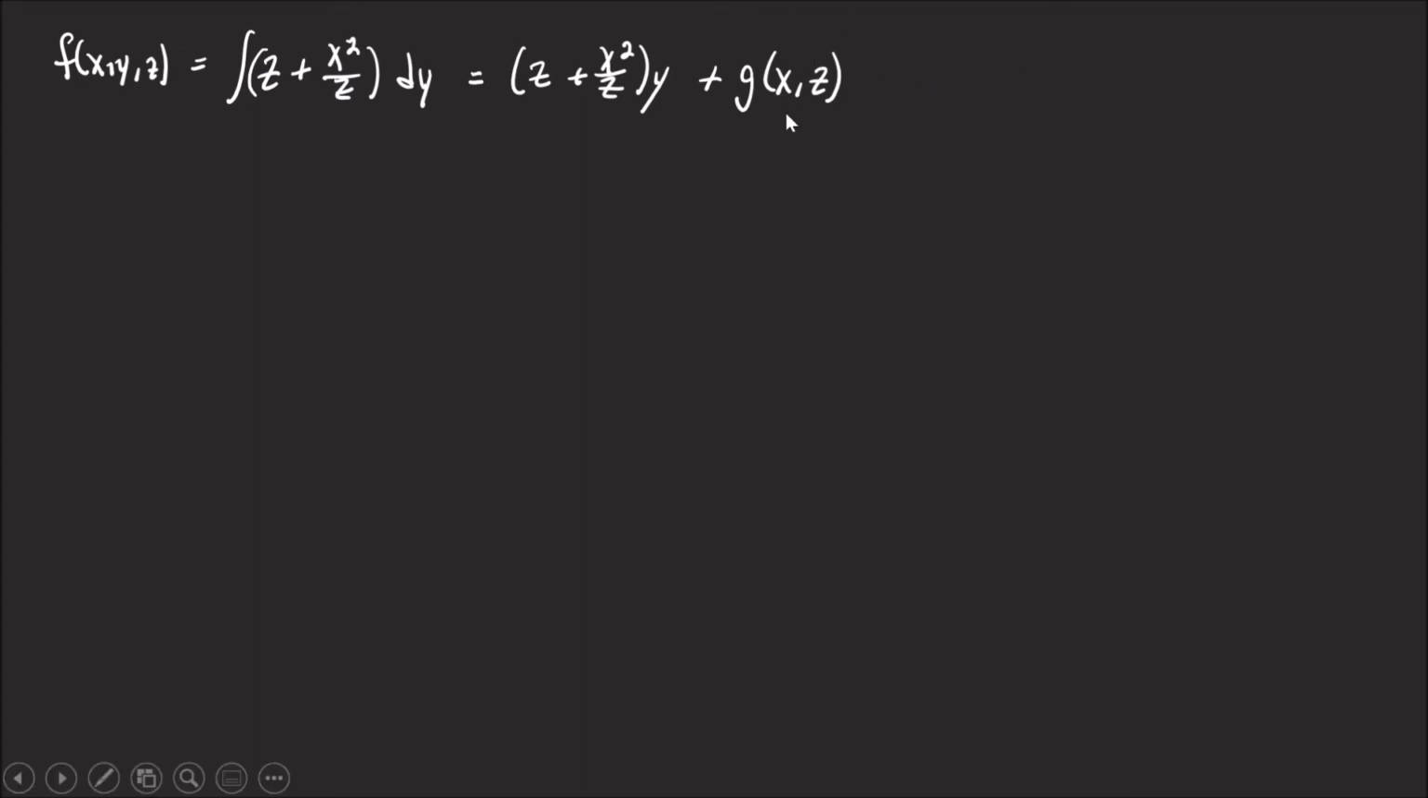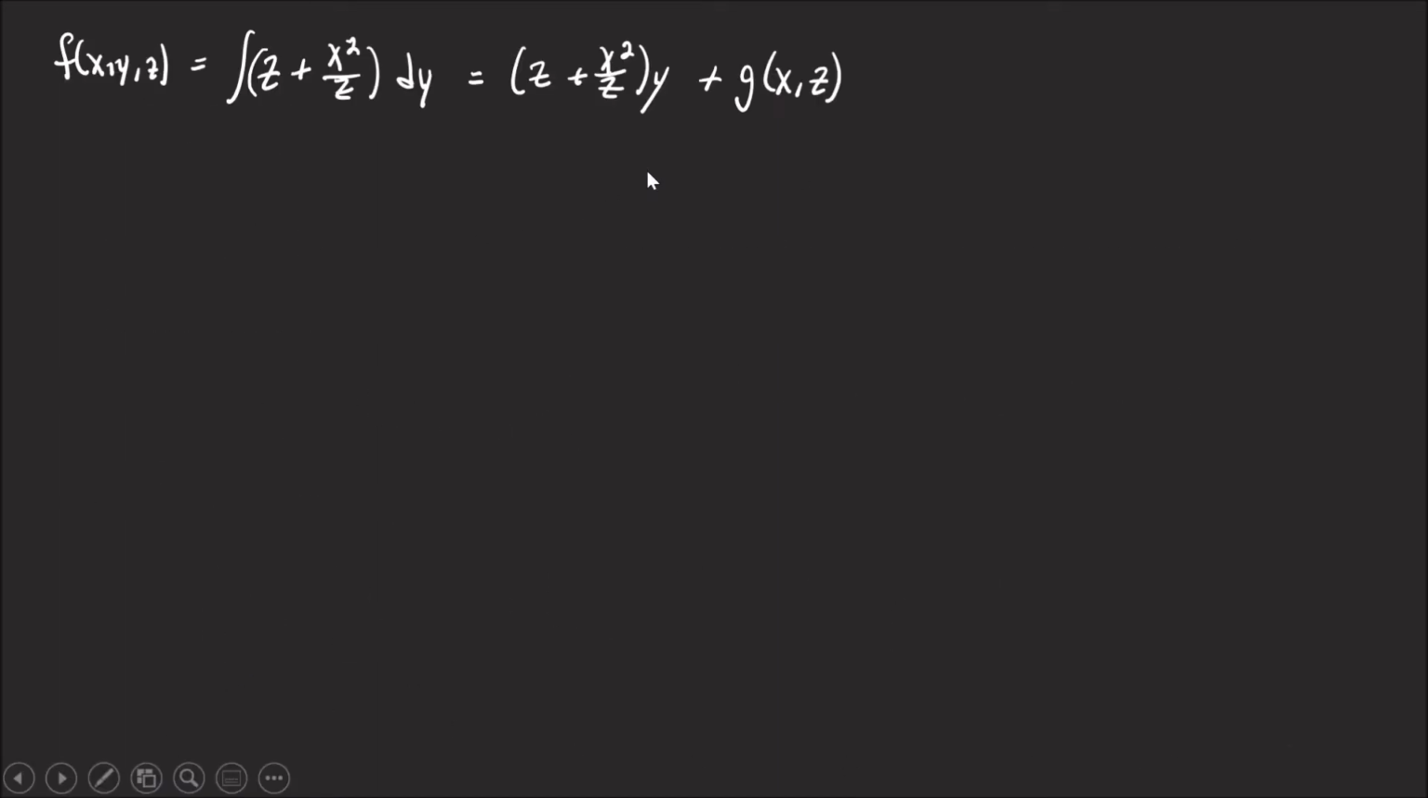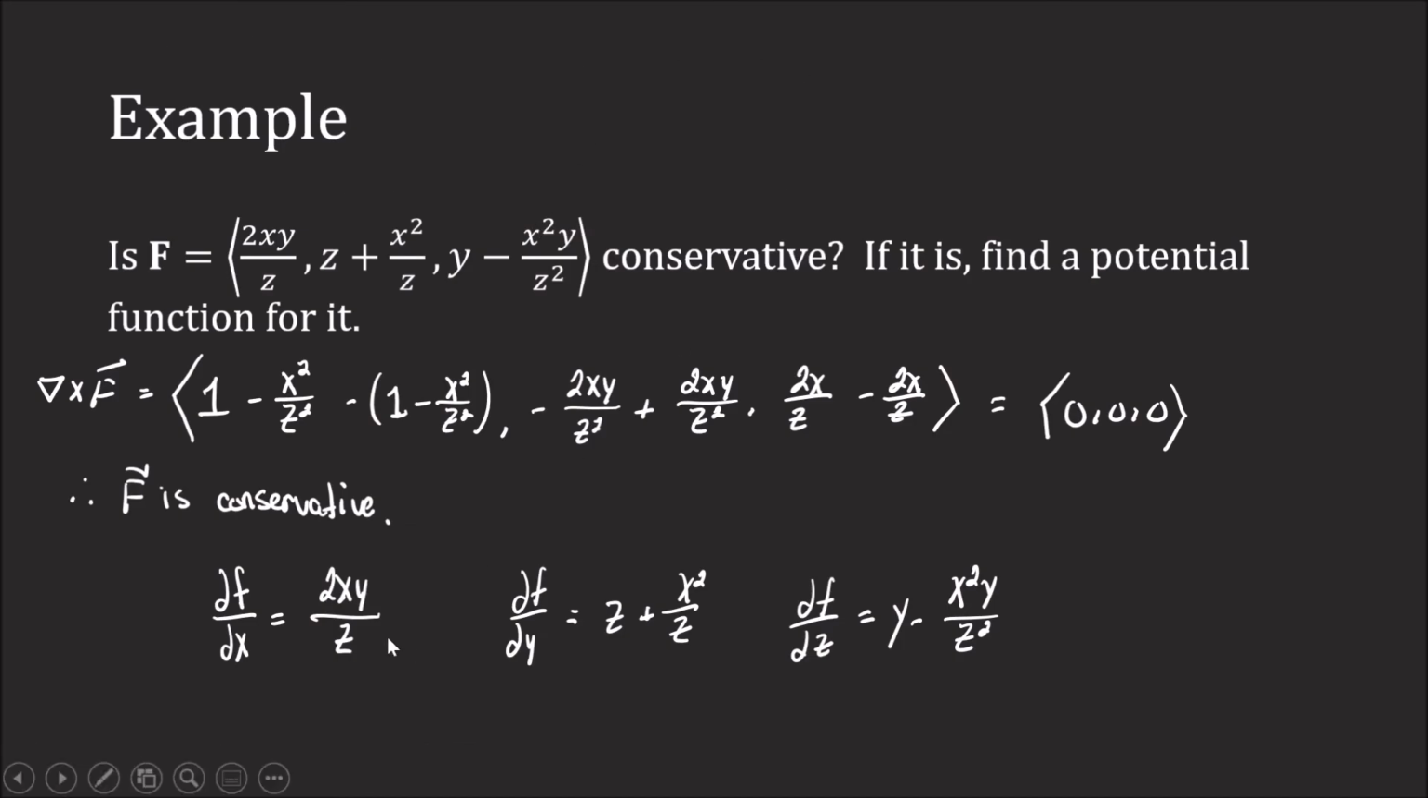Well, to do that, we make use of one of these other two. So we can differentiate this either with respect to x or with respect to z. Let's go ahead and differentiate with respect to x. We'll get 2xy over z plus g sub x of x and z. But this had to equal this term right here, 2xy over z.